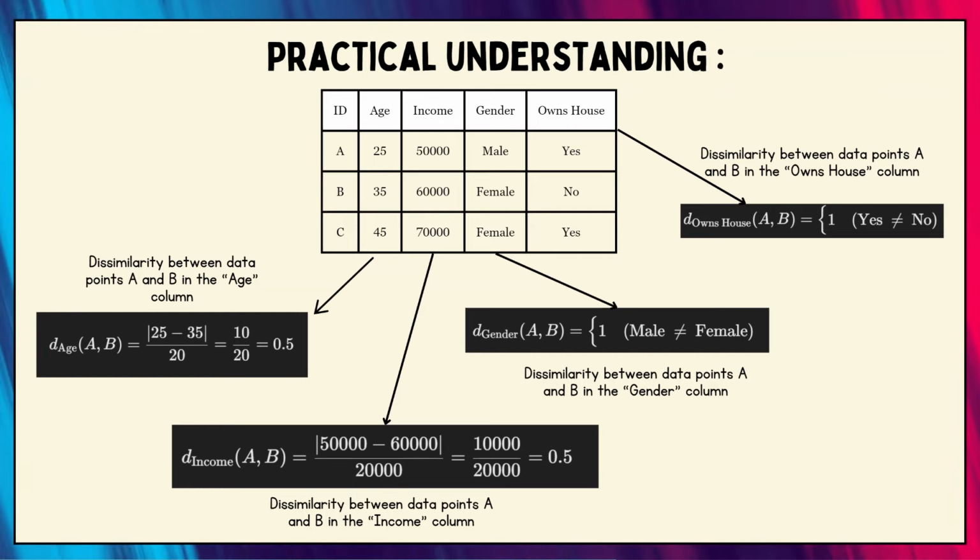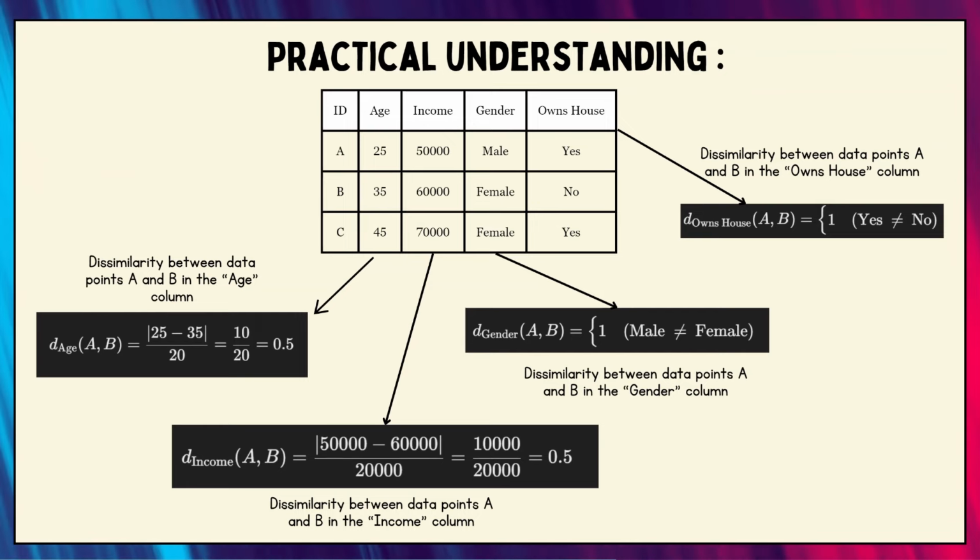That's intuitive. Maybe I made a mistake in the last slide. A dissimilarity of 0 means that they are the same, right? They are not dissimilar. So that's pretty intuitive if you think about it. Similarly for owns house, which is a categorical column, because the owns house category is yes and no for A and B, we have a dissimilarity of 1, which means they are dissimilar.